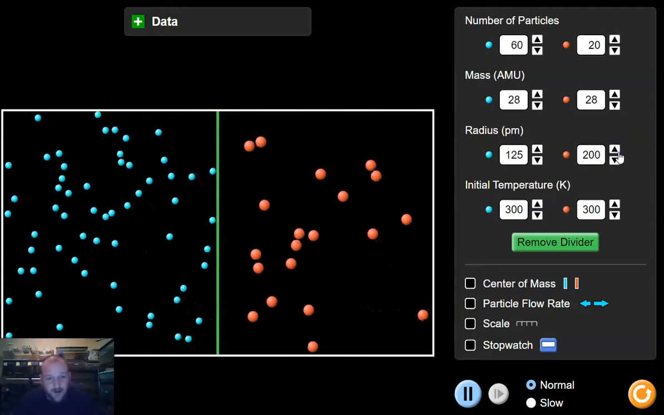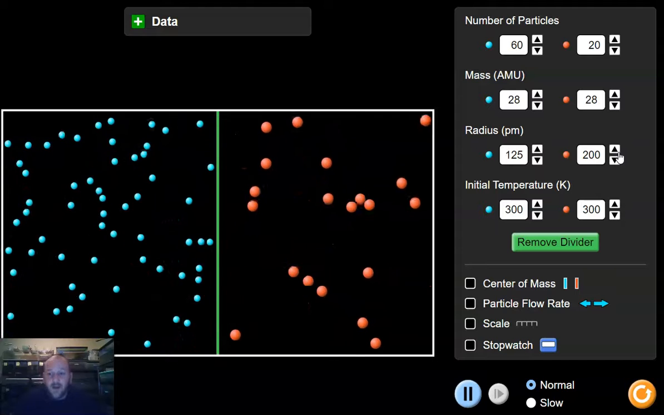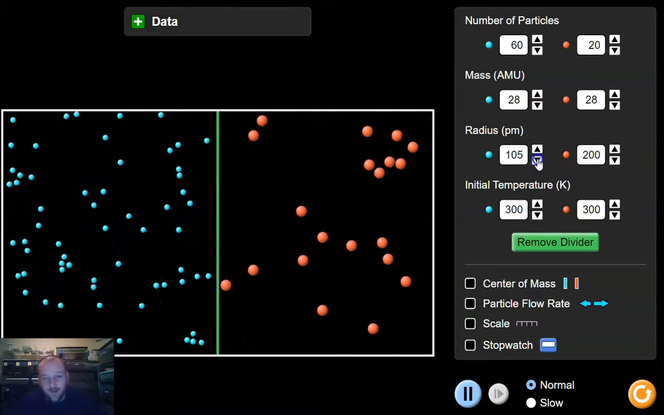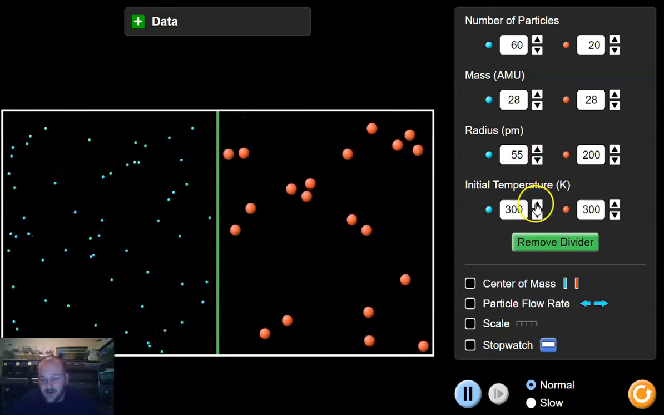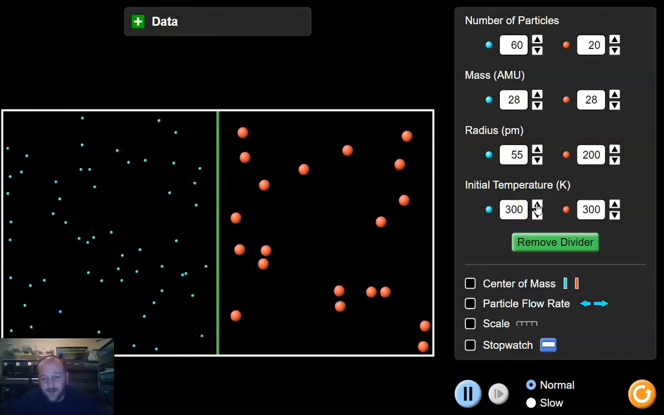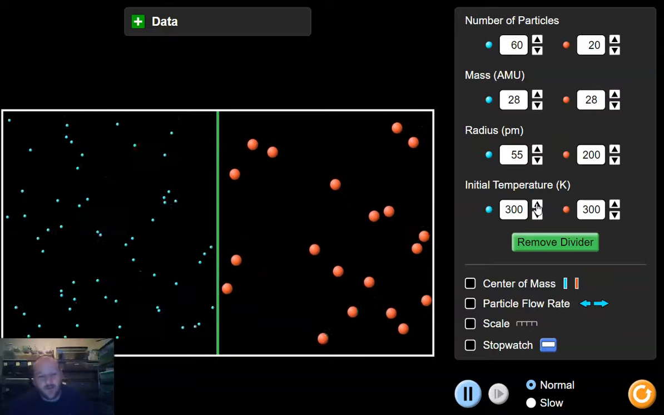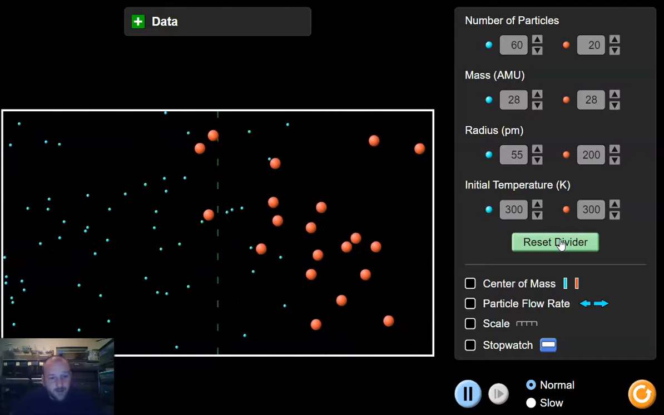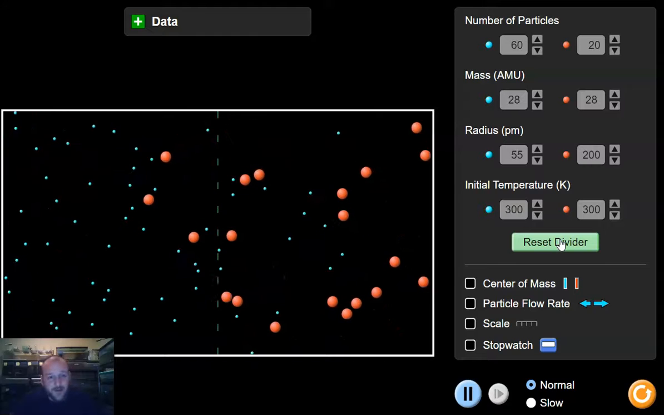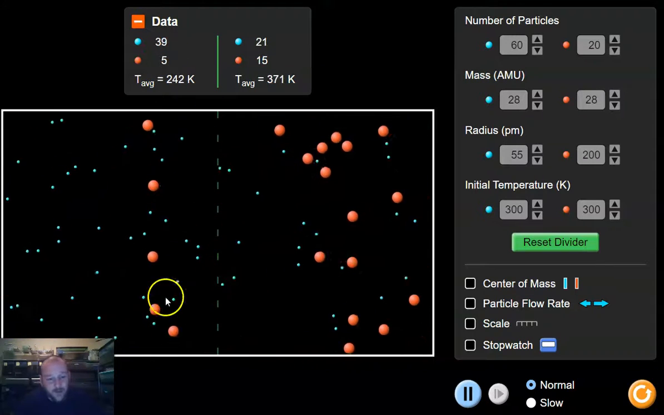Something I often talk to my astronomy students about is how some objects like hydrogen and helium, at the same temperature, will move a lot faster, even at the same temperature, because they have less inertia, and so they go out of our atmosphere. So this is a lot of fun. Remove the divider, and we see here that most of our movement is the smaller particles to the other side. We can look at our data and play with that. So there's so many variables here that you can mess with.